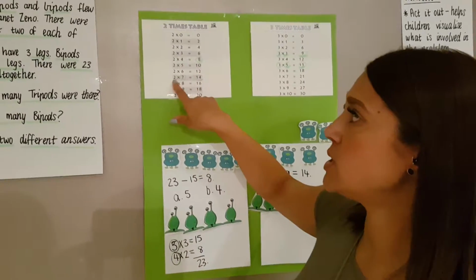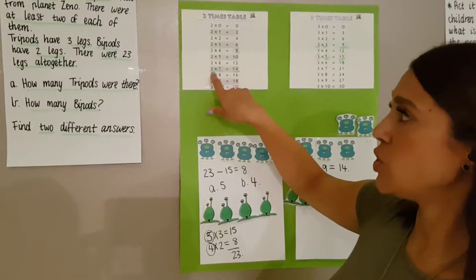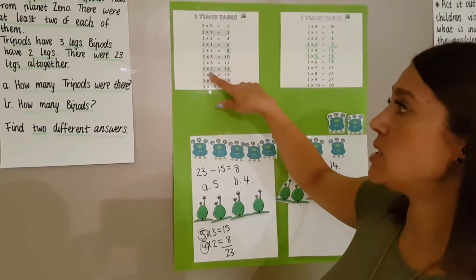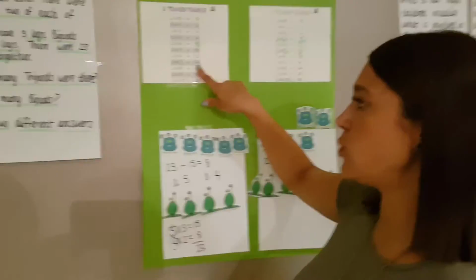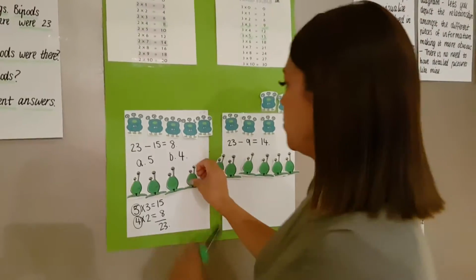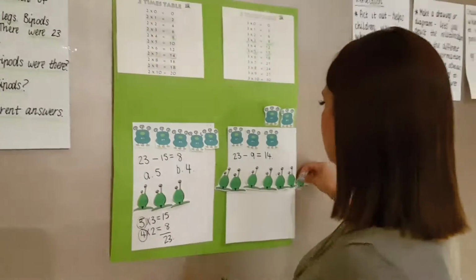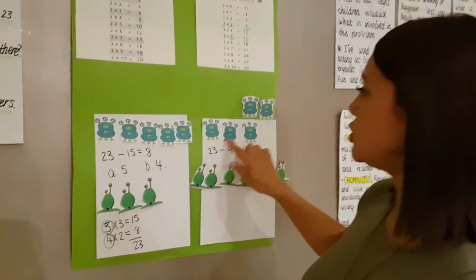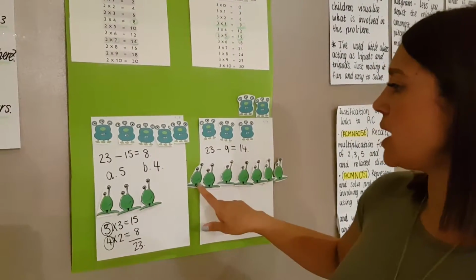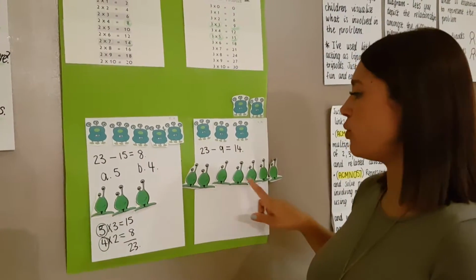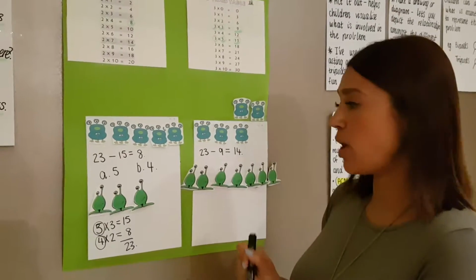So in reverse here, the bipods have 2 legs times 7 bipods that we need in total to give us 14 legs. So I have to just grab one of these ones here. So we've got 1, 2, 3 tripods and 1, 2, 3, 4, 5, 6, 7 bipods.